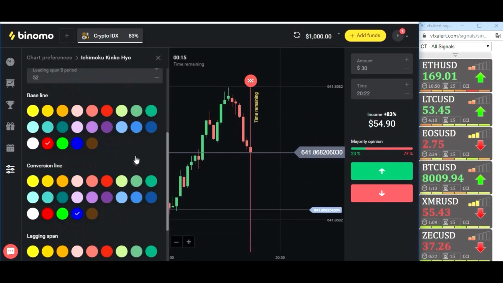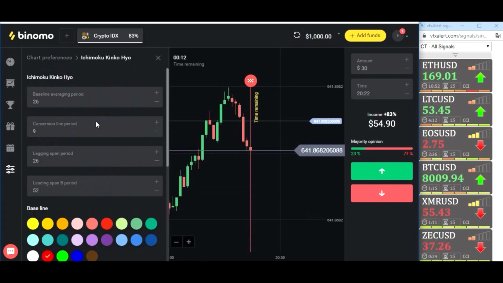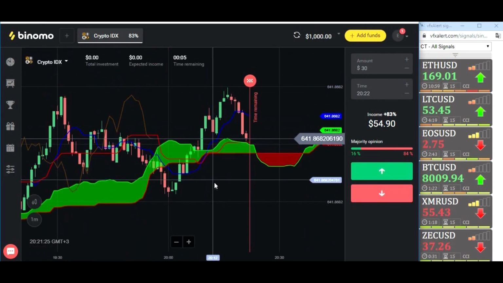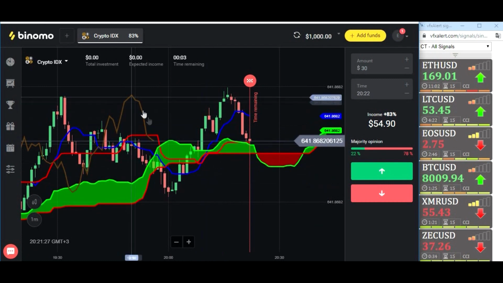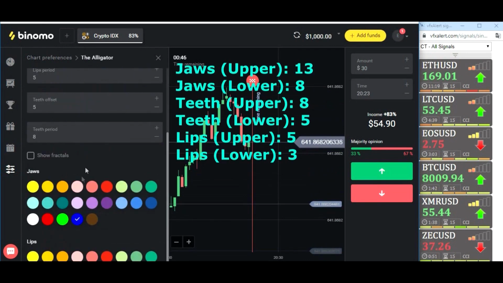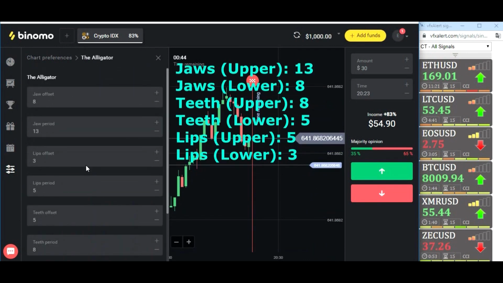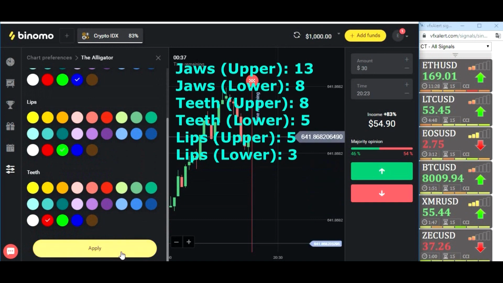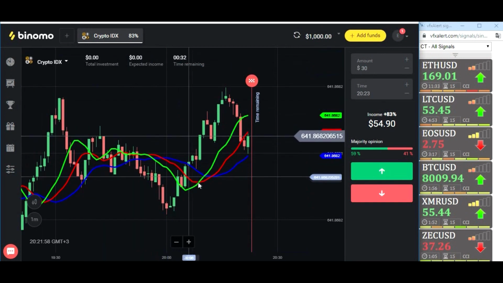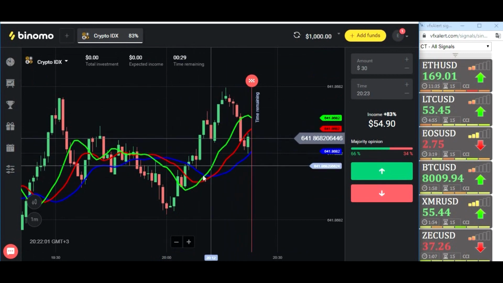13. Ichimoku Kinko. The setting depends on the time period. Typically, traders prefer to leave the default settings. The indicator is used to identify incipient trends. 14. The Alligator. Settings. Jaws upper 13. Jaws lower 8. Teeth upper 8. Teeth lower 5. Lips upper 5. Lips lower 3. The tool helps to determine the trend and its reversal.